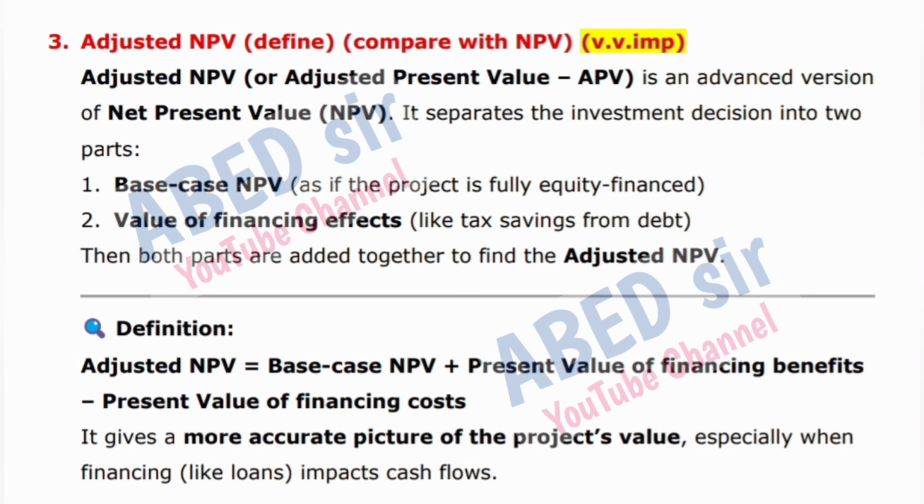Definition. Adjusted NPV is equal to base case NPV plus present value of financing benefits minus present value of financing costs. It gives a more accurate picture of the project's value, especially when financing, like loans, impacts cash flows.